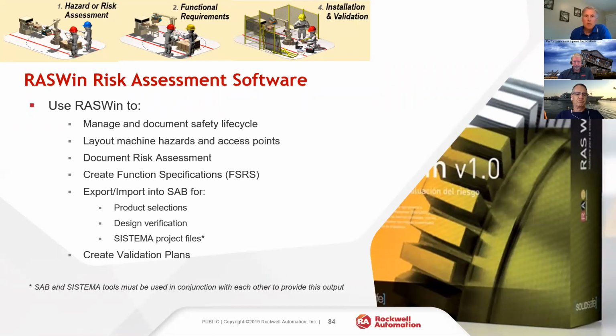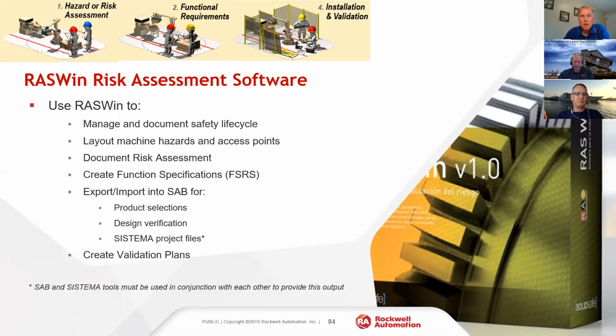So RASWIN in the Safety Lifecycle Toolkit is a good tool for the risk assessment as well as the FSRS. We export out to the Safety Automation Builder for the product selection, design, verification, and project files. Once we have done that, we can import it back in and create the validation plan.